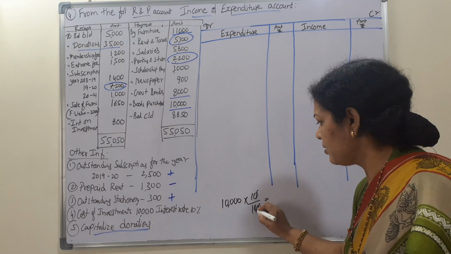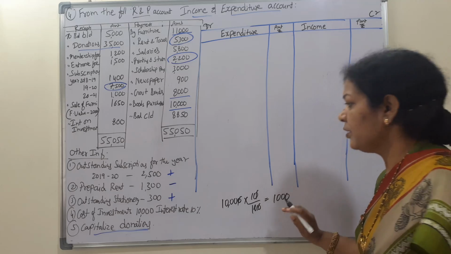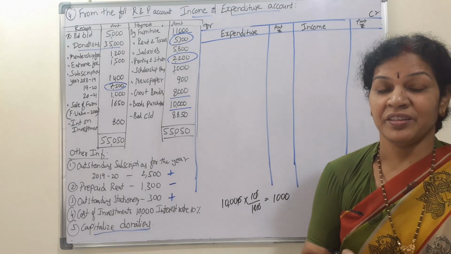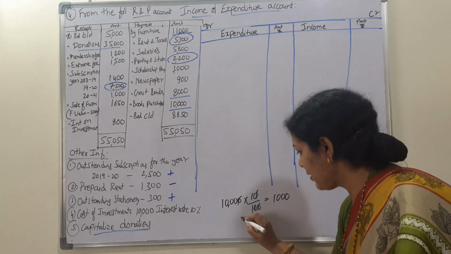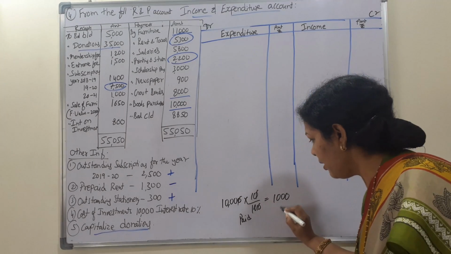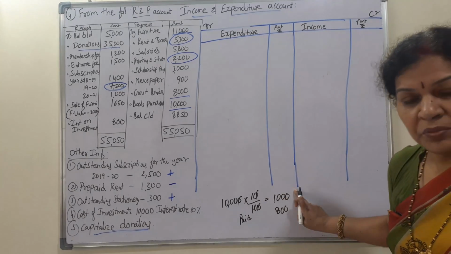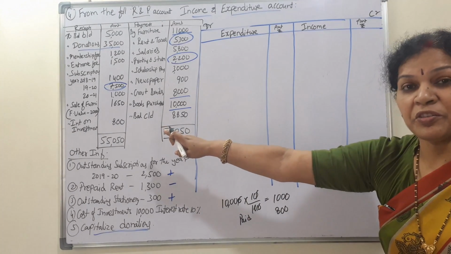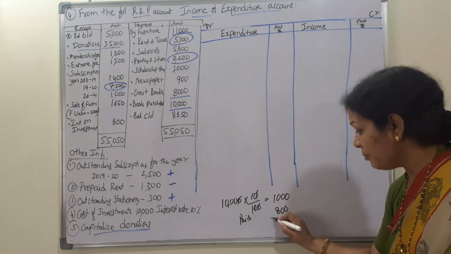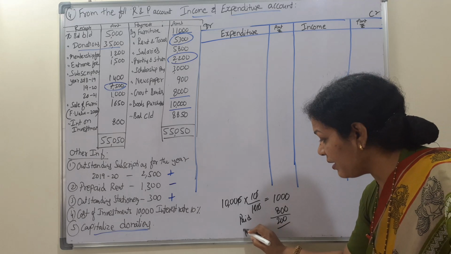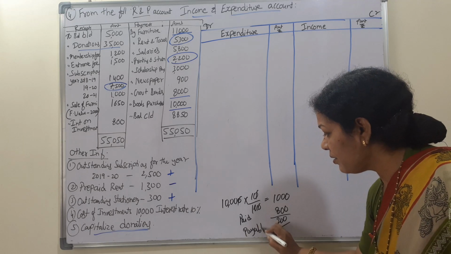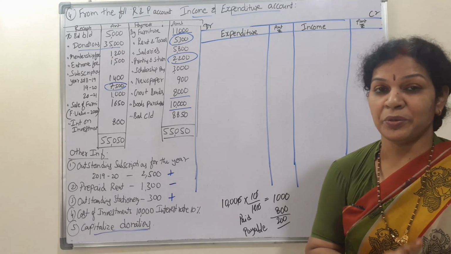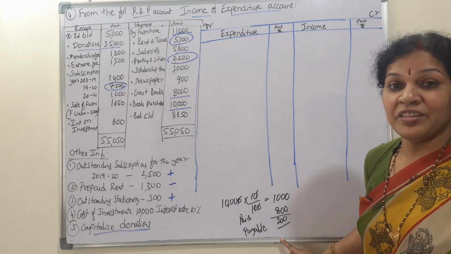It is 1,000. 1,000 is the interest, but already interest on investments 800 paid. 800 already paid. Paid out of this 800. 1,000 we have to pay as per the calculation, but in receipts and payment account they are showing 800 paid. 800 paid means what about this 200? This is payable. Payable is 200. This is also a hidden adjustment. They don't tell you that there is an interest payable 200.